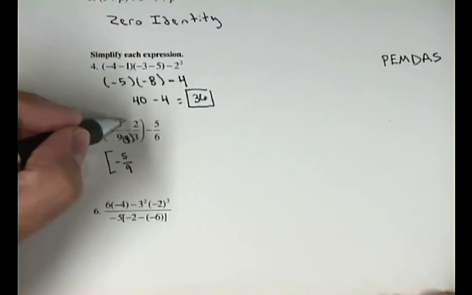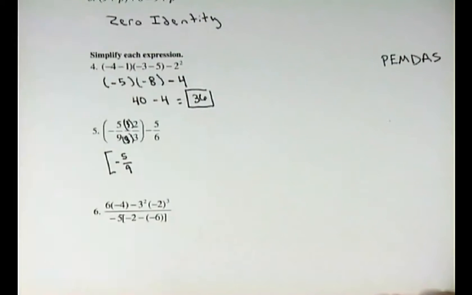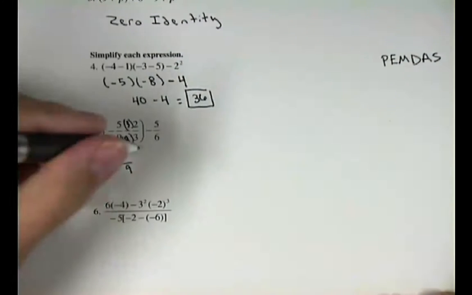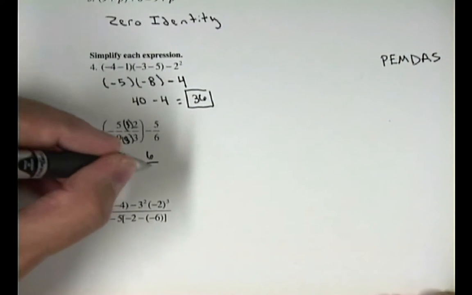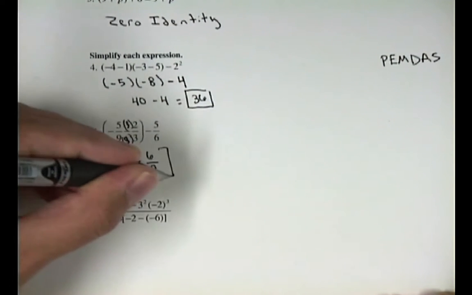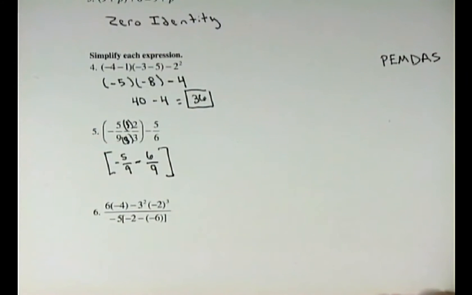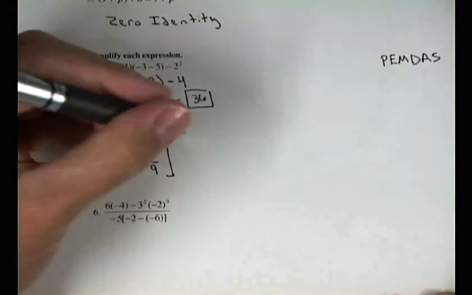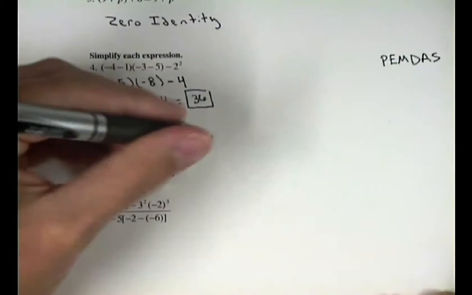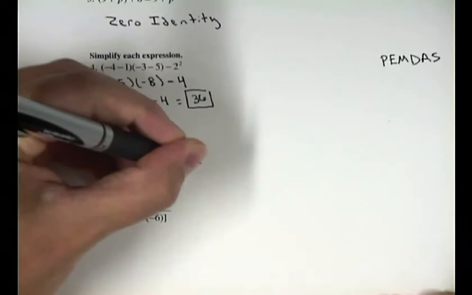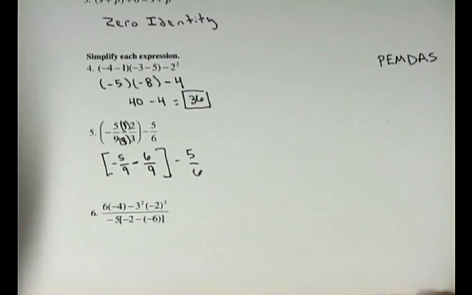To get 9 on the bottom, I'm going to have to multiply 3 times 3. What I do to the bottom, I do to the top. So this 2/3 becomes a 6/9. Okay. So now I've changed 2/3 to 6/9. I'm bringing everything else down. I do see that I'm going to probably need to change a little bit, but I'll wait. I'll just bring the 5/6 down.